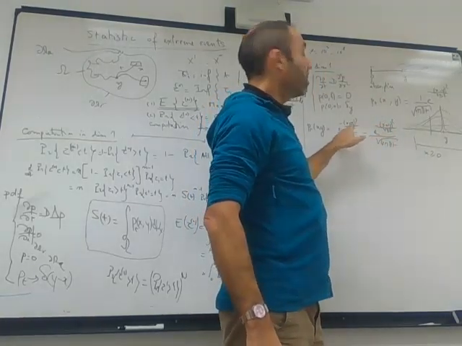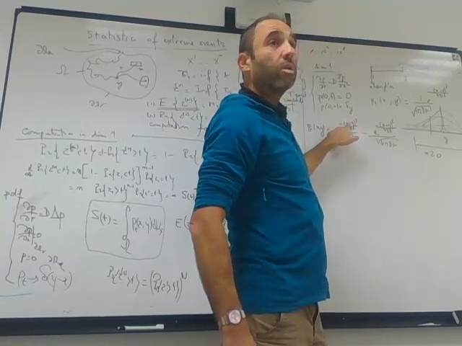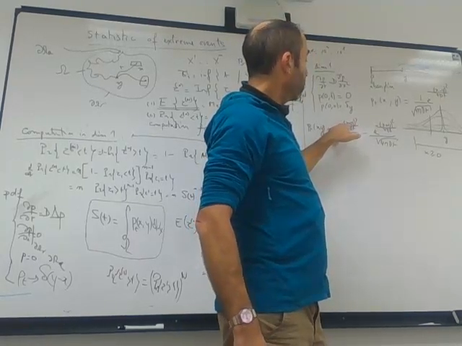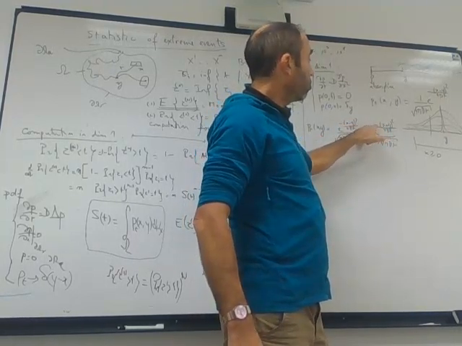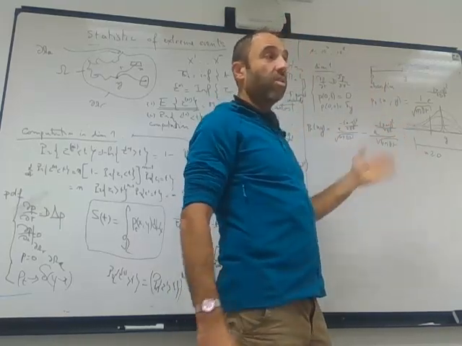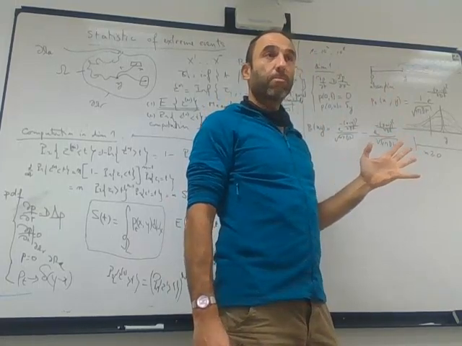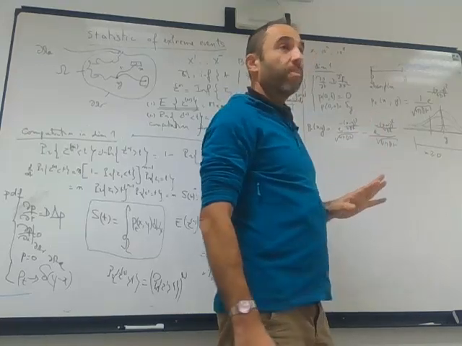For x equals 0, what do you see? For x equals 0, this is equal to minus y squared, and for x equal to 0, this is also minus y squared. So this minus this is the same, so this is 0 at x equals 0. So this is the solution of this equation.